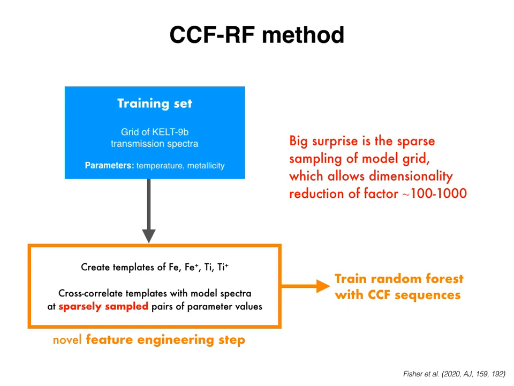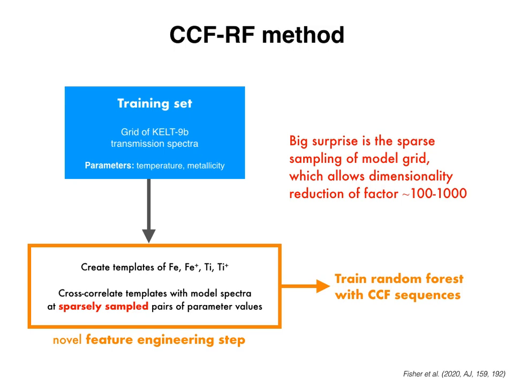We combine cross-correlation analysis with the random forest. So again, one starts with a training set of models, and we do the feature engineering manually. What we do is we create templates from cross-sections of the atoms or molecules we want to detect. In this case of Cal9, these are iron and titanium. We then cross-correlate these templates with the grid of models.